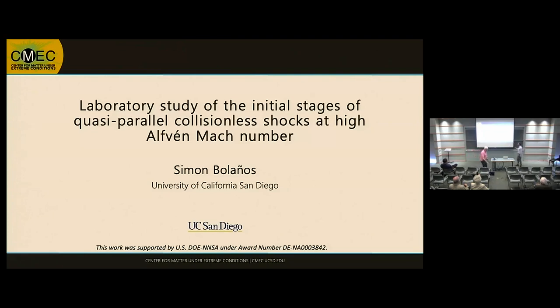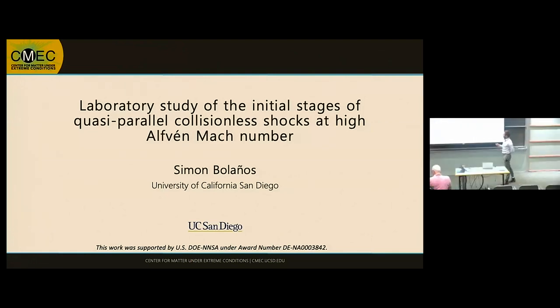So I would like to switch gears and discuss a bit more about experiments using high power lasers, in particular to study the initial stage of quasi-parallel collisionless shocks at a high Alfvén Mach number. The Alfvén Mach number is the ratio of the flow velocity over the Alfvén velocity. And here I mean we're above 100, which is relevant to young supernova remnants. I will discuss what kind of micro-instability we observe in our experiments during this formation stage of the collisionless shocks.